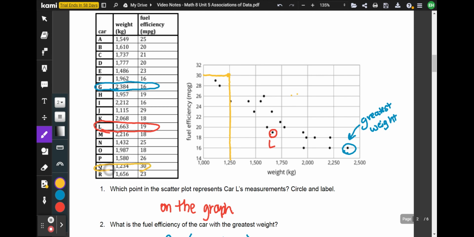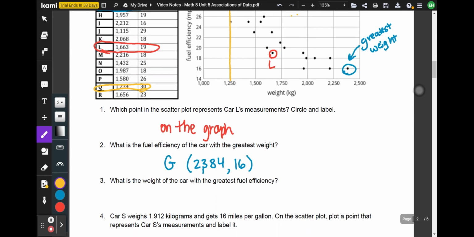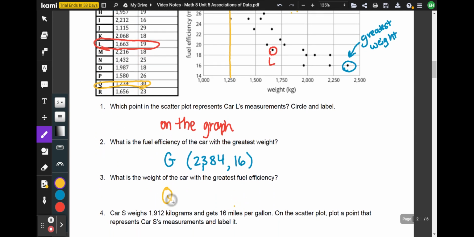So it might be this one. Looking for another 30. And that's it. So it must be that 1,234. So Q. And that is 1,234. And that's 30 miles to the gallon. So what does it weigh? It weighs 1,234 kilograms.